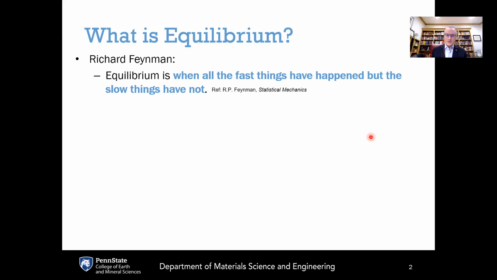But one of my favorite definitions of equilibrium comes from the great late Professor Richard Feynman, who said in his book on statistical mechanics that equilibrium is, quote, when all the fast things have happened, but the slow things have not. Now, I know what you're thinking. Surely you're joking, Mr. Feynman. How can this be the definition of equilibrium?